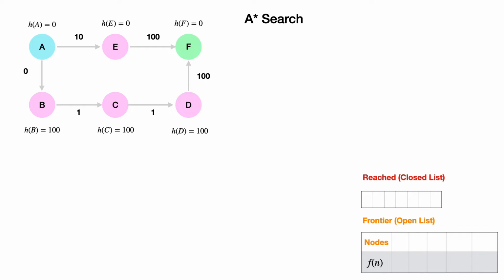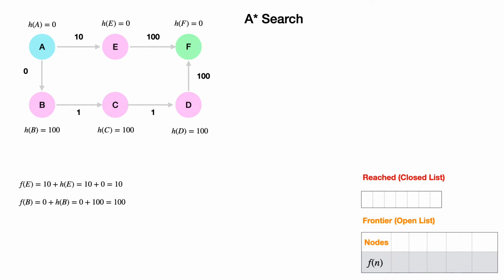At each node we also have a heuristic function value, which is the cost incurred from a particular node to the goal node. It's an estimate of how much cost is incurred from the particular node to the goal node. So let us see how we can solve this problem.